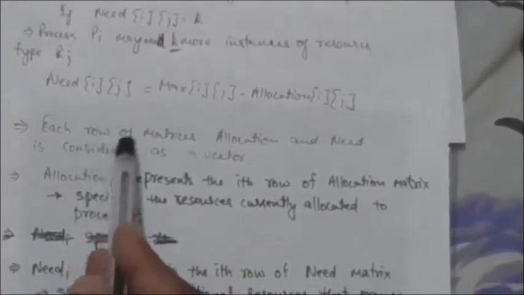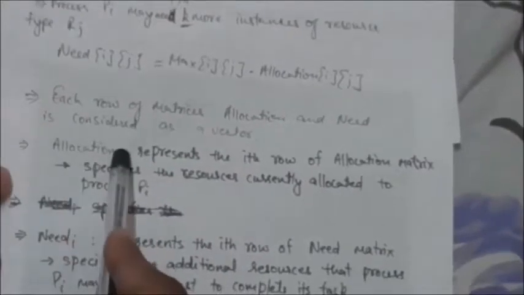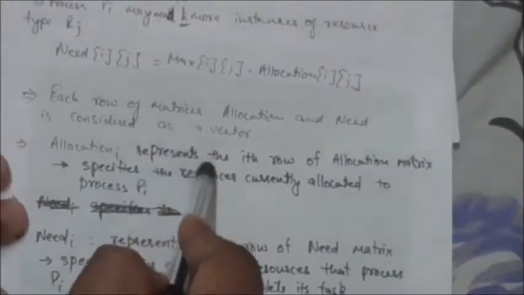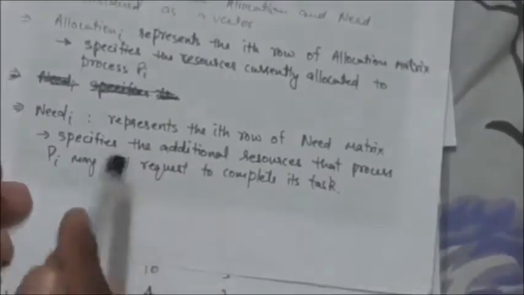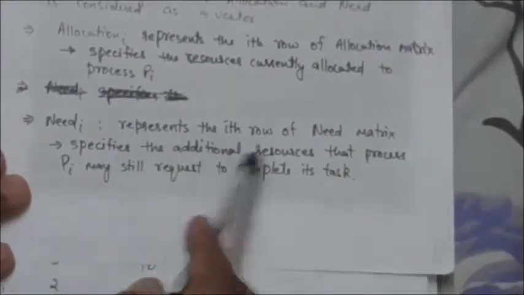Now each row of the matrices Allocation and Need is considered as a vector. Allocation i represents the ith row of the Allocation matrix, and it specifies the resources currently allocated to process pi. Need i represents the ith row of the Need matrix, and it specifies the additional resources that process pi may still request to complete its task.